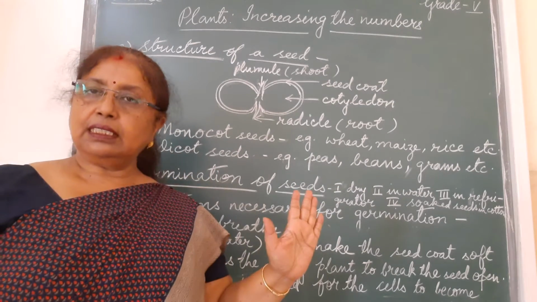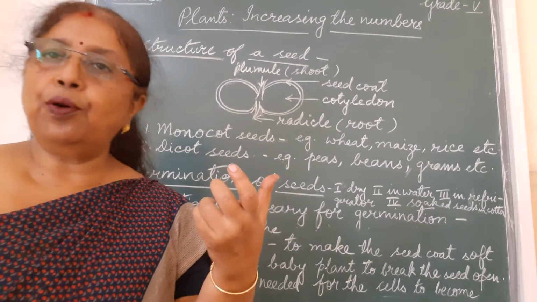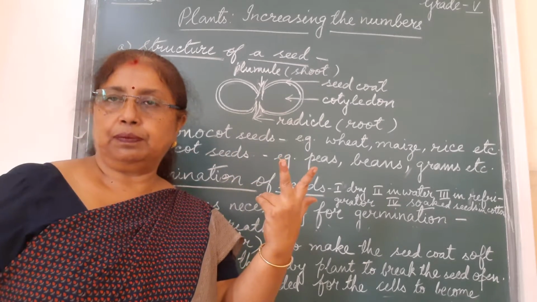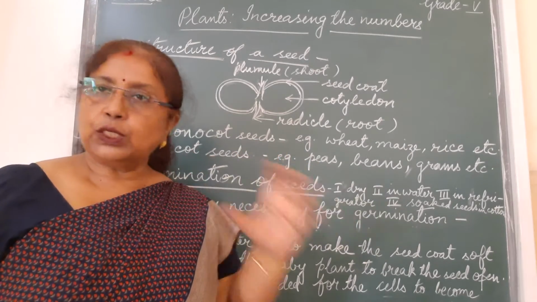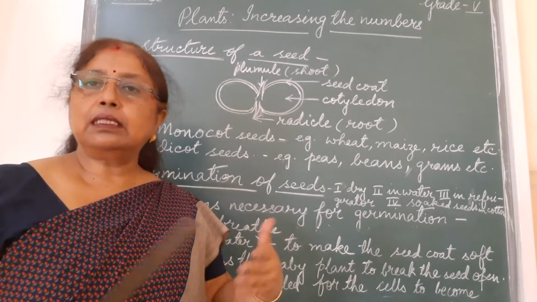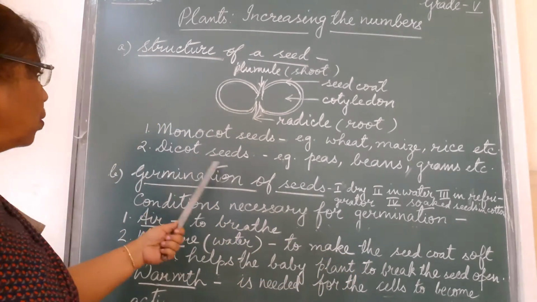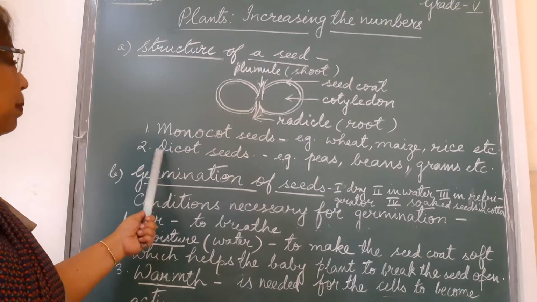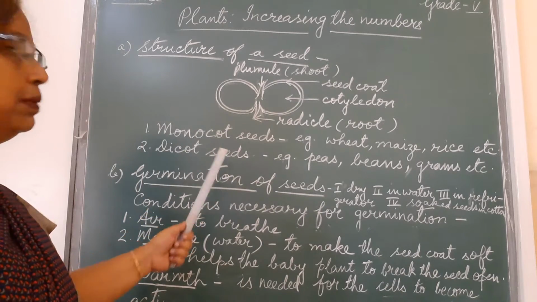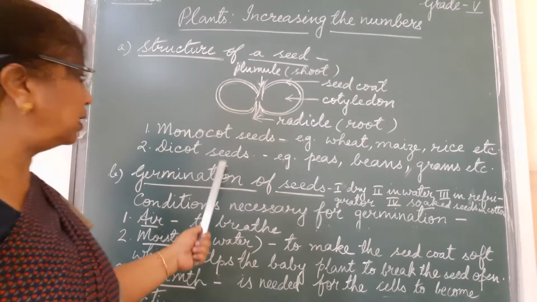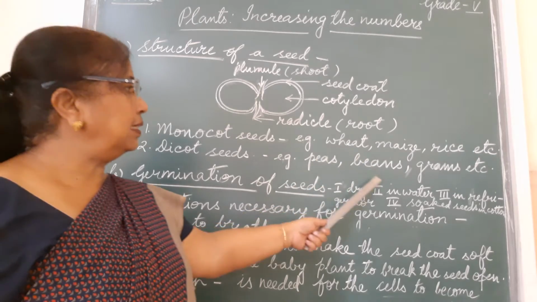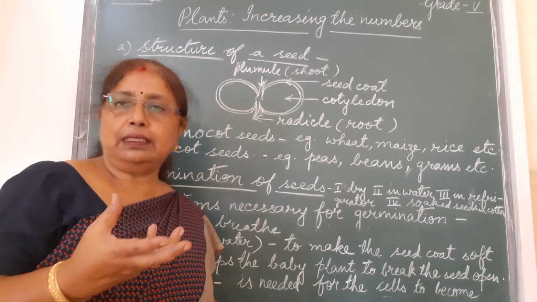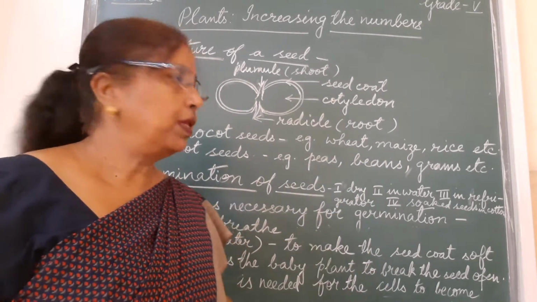And some other seeds break open into two parts when they are soaked, and they are called dicot. Mono means one and di means two. So dicot seeds have two parts, two cotyledons, like peas, beans and gram. You can see the kidney beans. You call it rajma in Hindi.